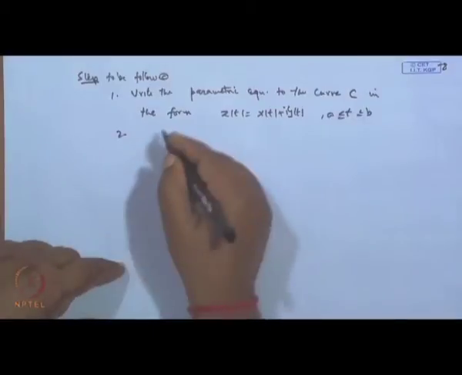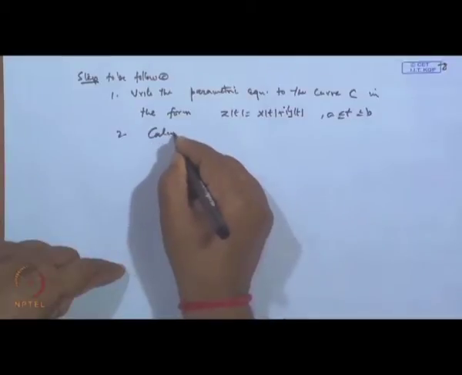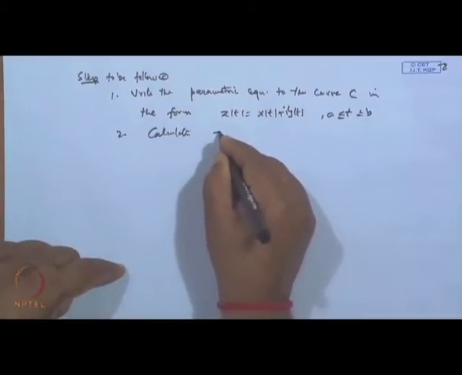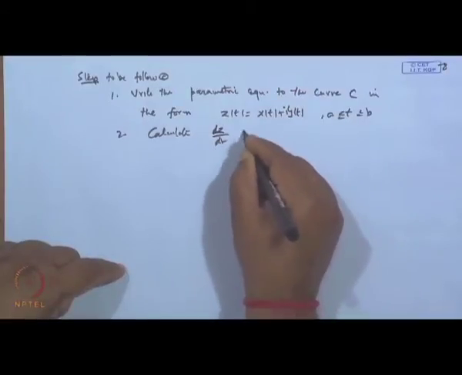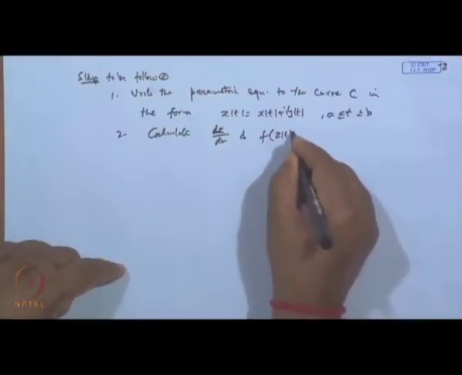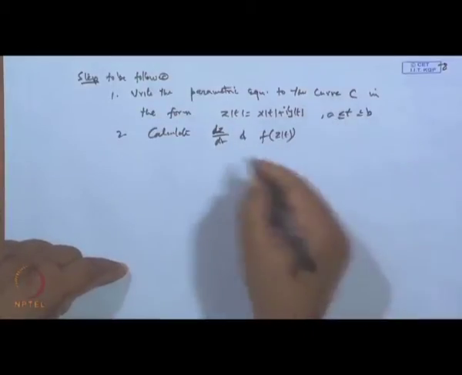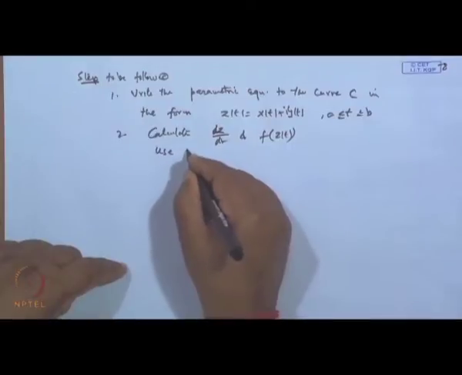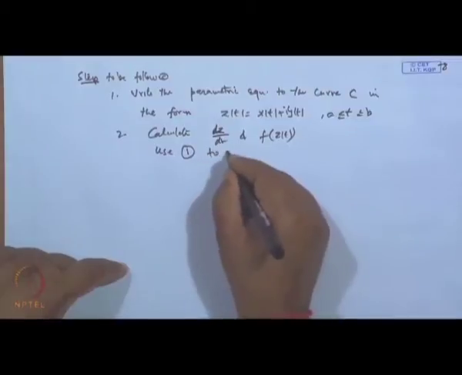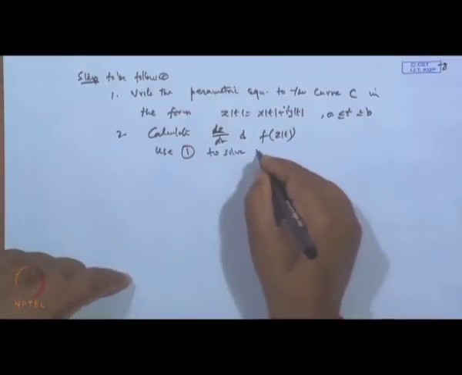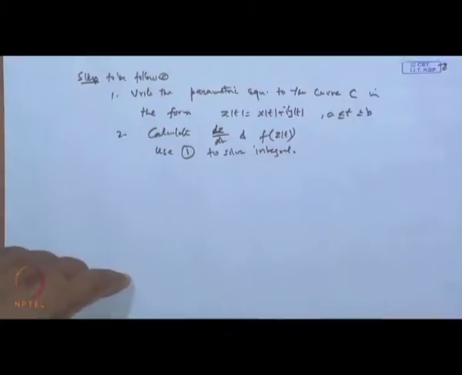Then the second step is, once you get this, substitute it, and calculate dz/dt and the value of the function at an arbitrary point z(t). And then use formula 1 to solve the integral. And the integration limits should be adjusted. So, let us see why.